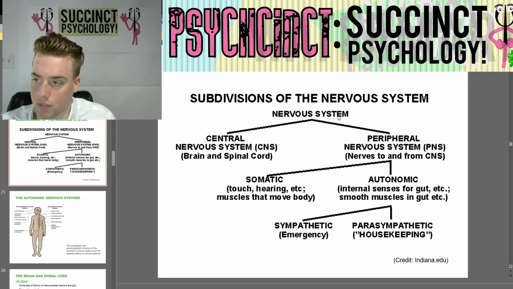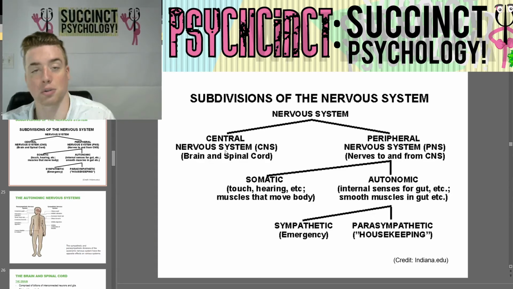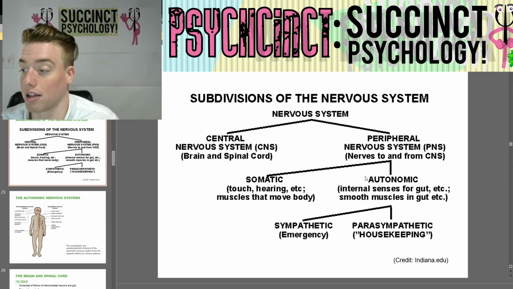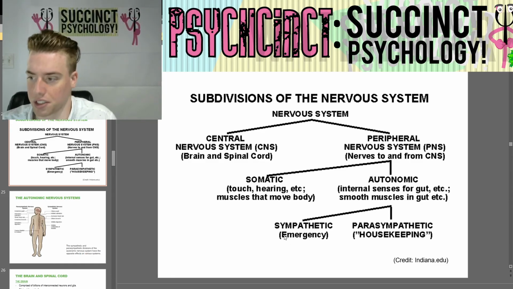Here we have subdivisions of the nervous system. Starting off, you have the nervous system, which can be divided into the central nervous system, brain and spinal cord, and the peripheral, which is nerves to and from your central nervous system. The peripheral can be broken down more into the somatic and autonomic nervous systems. Somatic is touch, hearing, etc., and muscles that move the body. And then autonomic are the internal senses for gut, smooth muscles, etc. Autonomic has two more branches: the sympathetic, emergency, and the parasympathetic, housekeeping. So just a relaxed state, day-to-day stuff.